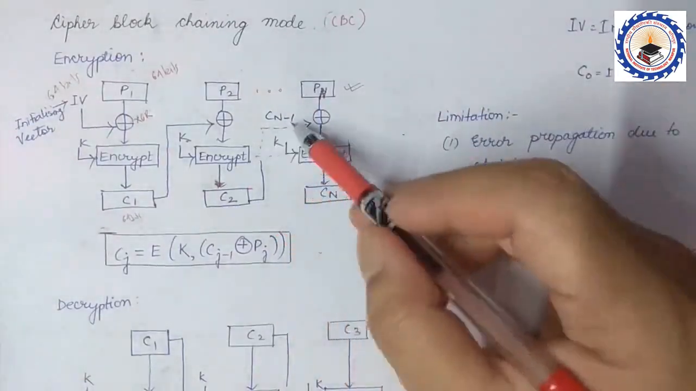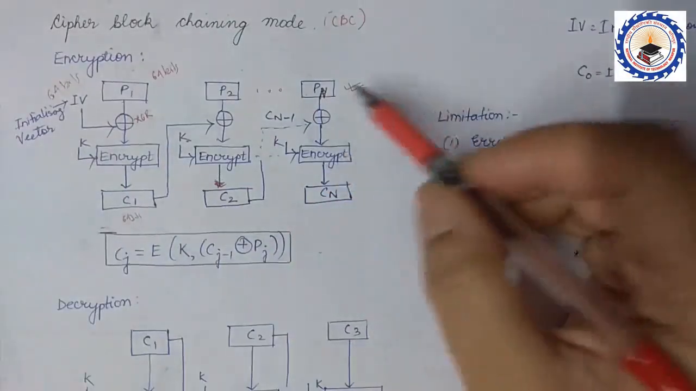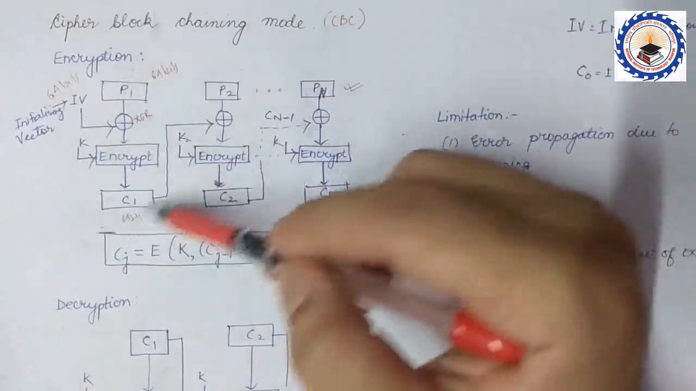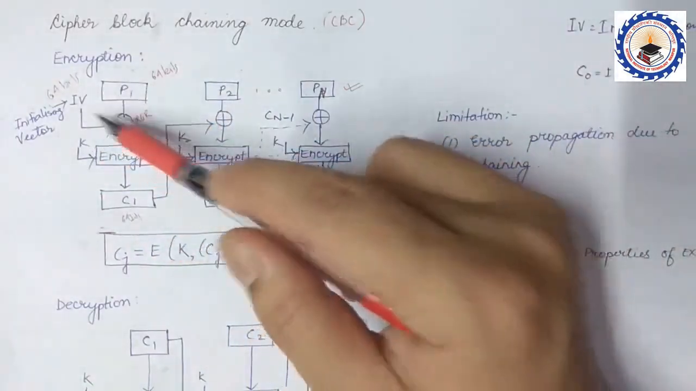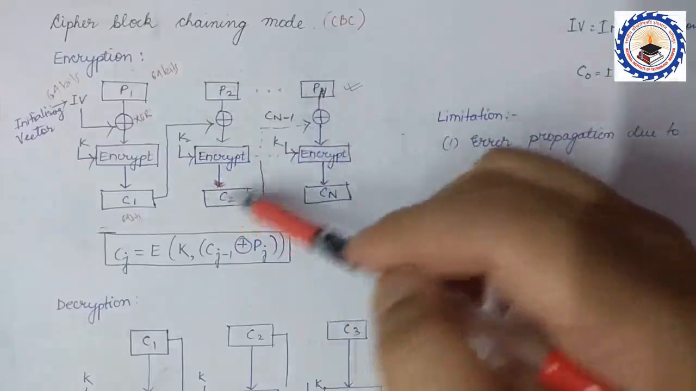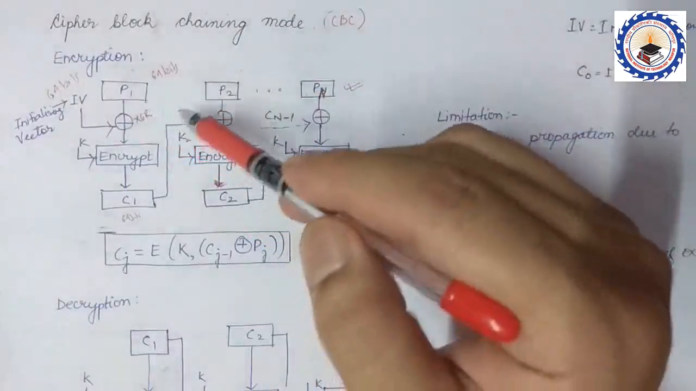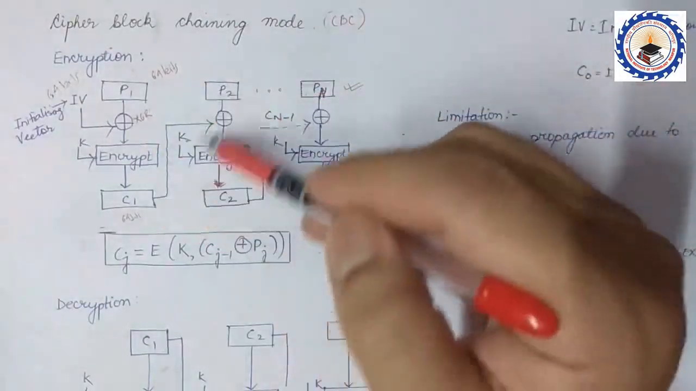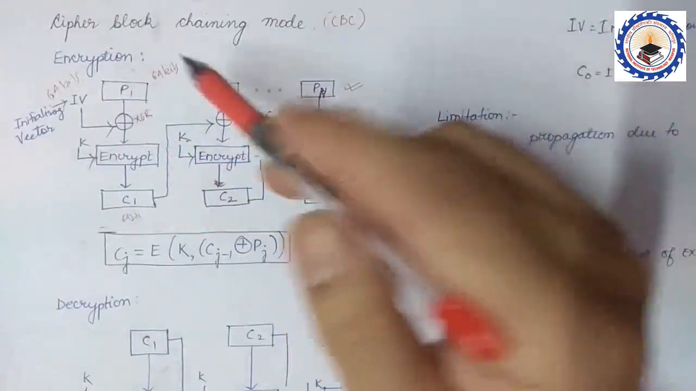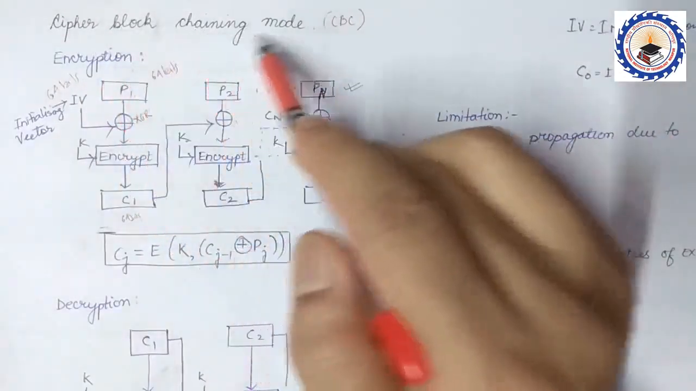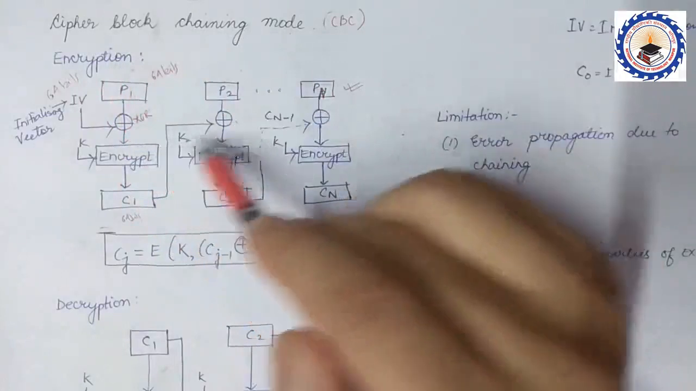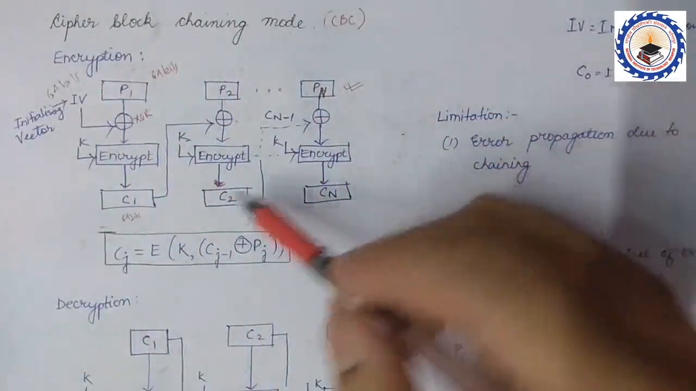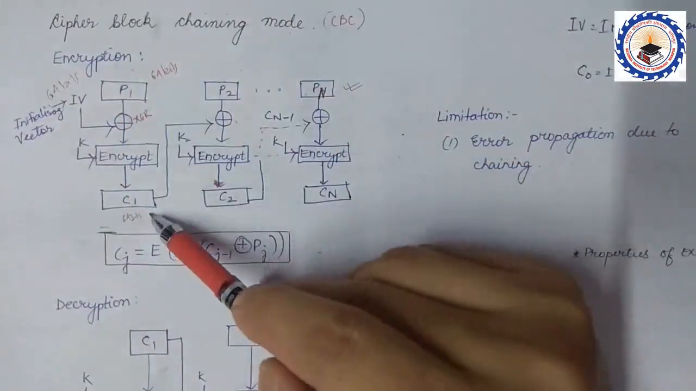Similarly, we go through all the blocks. For the first block, the XOR operation takes the initialization vector as input, and for the remaining blocks, the previous ciphertext is the input to the XOR operation. That is why the name comes as cipher block chaining mode: the chaining comes from the previous block. This is how we get the encryption method, generating the ciphertext from the plain text.